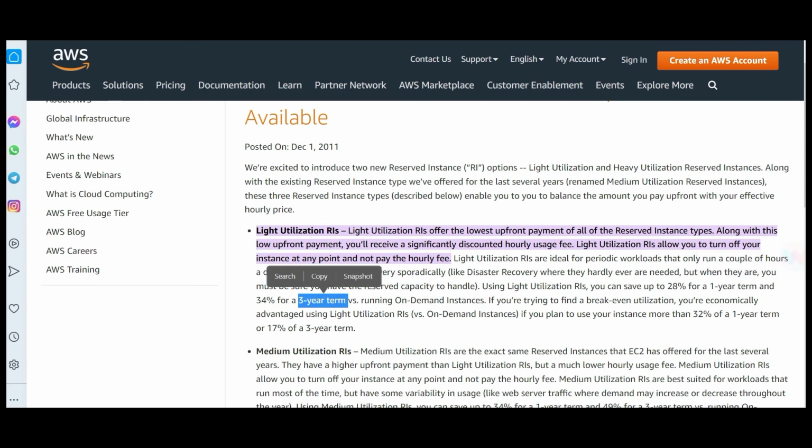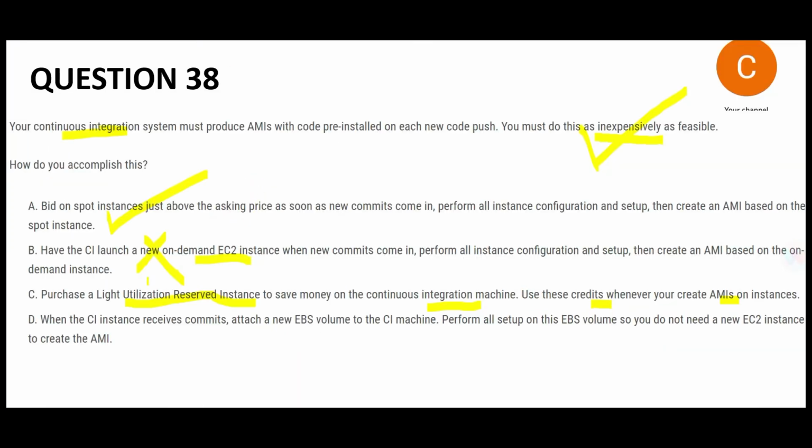You will save 28% if you are making a 1 year commitment. You will save 34% if you are making a 3 year commitment versus on demand. So that means it is more expensive than on demand. We already saw here that on demand is expensive compared to spot instance, and light utilization is even expensive compared to on demand. That's why this is wrong.